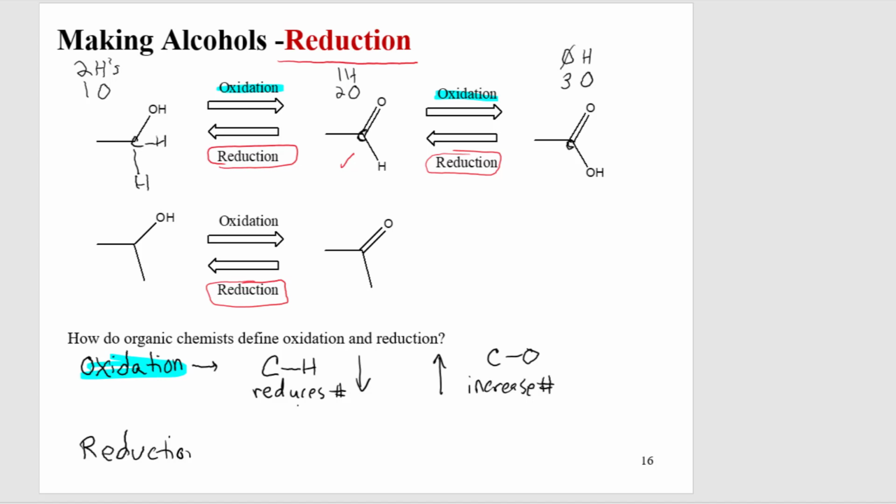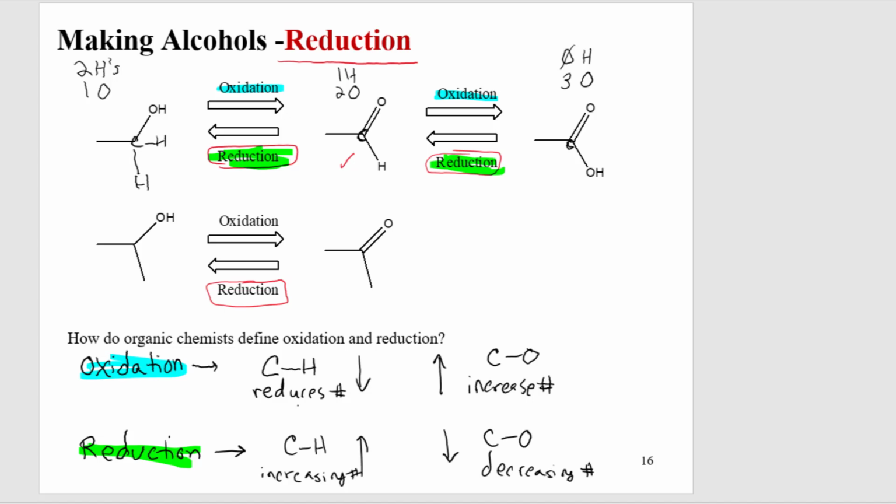So reduction is the opposite. Reduction is increasing the number of CH bonds and decreasing or reducing the number of CO bonds. So if I started with the carboxylic acid with 3 oxygen bonds, I reduce it to the aldehyde. Now I have 1 more CH bond and fewer CO bonds, and then reduce it all the way to the alcohol, where I have 1 CO bond and 2 CH bonds. So you can see this process of oxidation in one direction, reduction in the other. In this set of slides, we're going to focus on reduction. Why? Well, because the products of reduction end at the alcohol, and alcohols as the products is where we're at in this chapter.